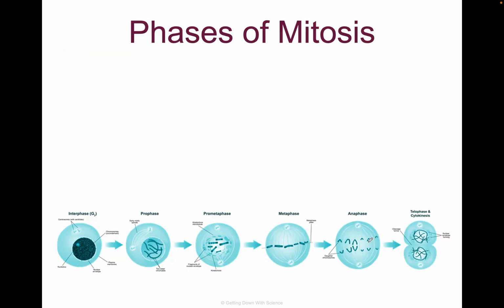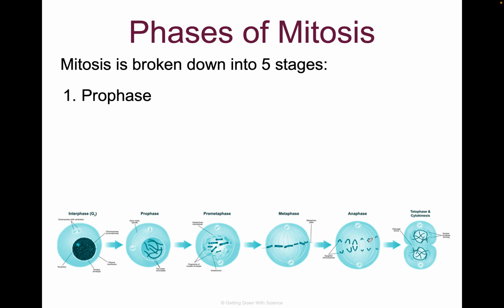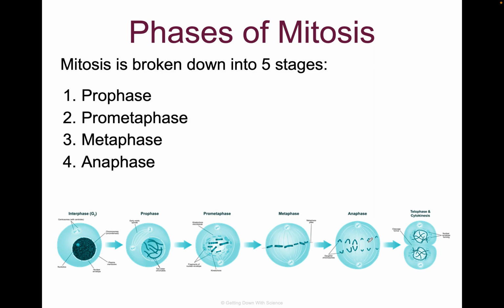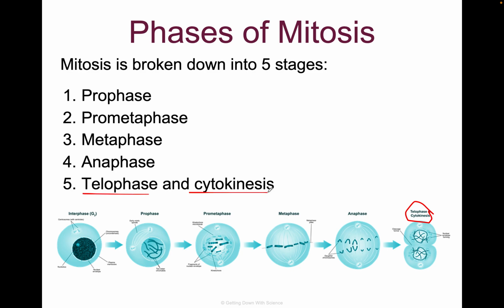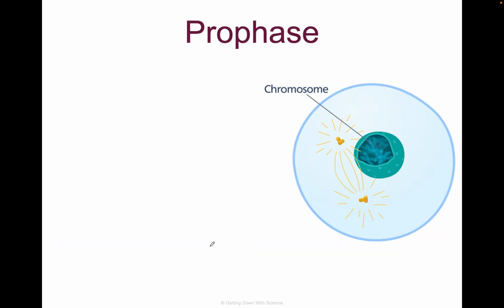So here it is in all of its glory. We have phases, 5 of them: prophase, prometaphase, metaphase, anaphase, telophase, and cytokinesis. Telophase and cytokinesis are kind of grouped together. And then there's this fun new phase that has been introduced since I took this class a million years ago called prometaphase. Okay, let's go over each one.